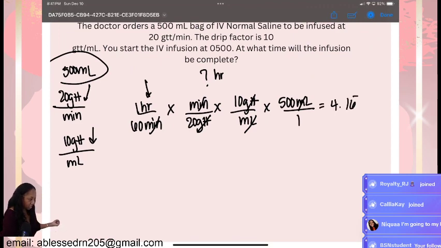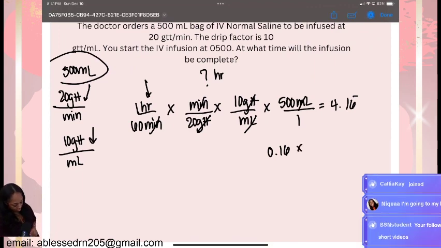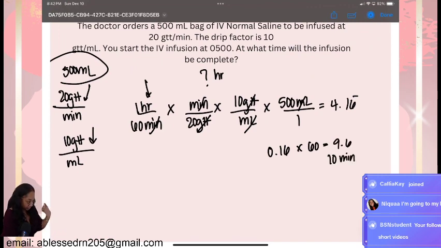4.16 repeating. Okay. So now we got to find out what it is behind the decimal. How many minutes, okay? So 0.16666 times 60 is going to be 9.6 minutes. Might as well say 10, and we'll round up to it. Okay, so 4 hours and 10 minutes.